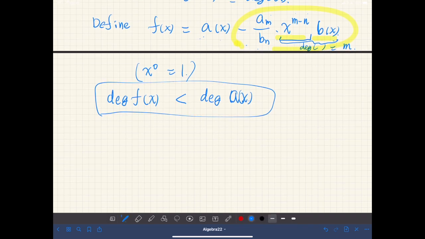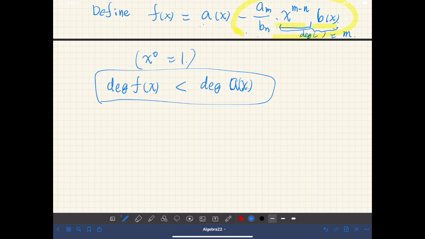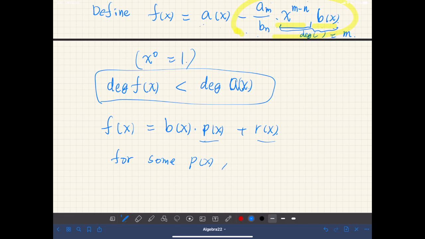So by the induction hypothesis, we have this expression. So f of x can be expressed as b of x times p of x plus r of x for some polynomials p of x and r of x. And of course, r of x is either 0 or its degree is less than the degree of b of x. It's part of the induction hypothesis.